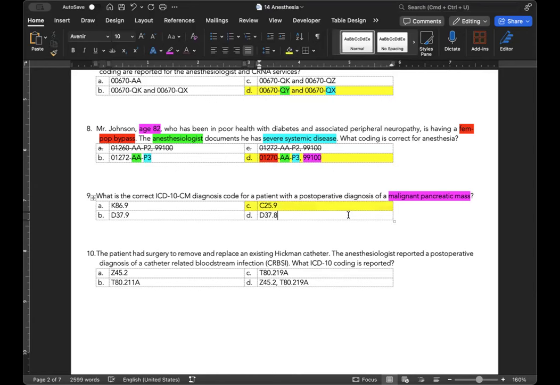And then our code description is malignant neoplasm of the pancreas, unspecified. Since they don't tell us what part of the pancreas, whether it is the head, the body, the tail, the duct, anything along those lines, they are just telling us very generic malignant pancreatic mass. Okay, any questions on that one?